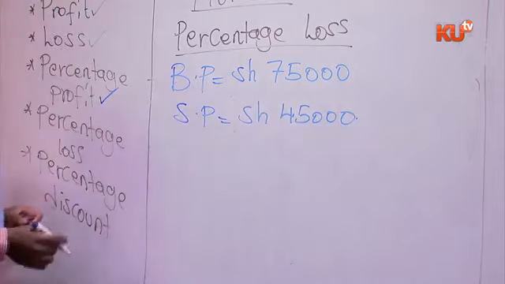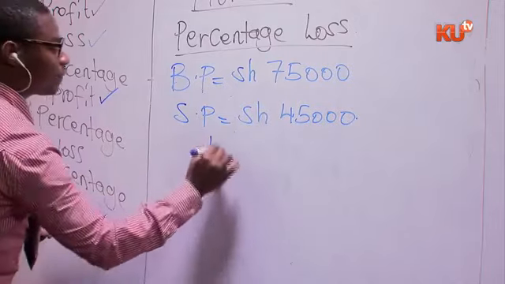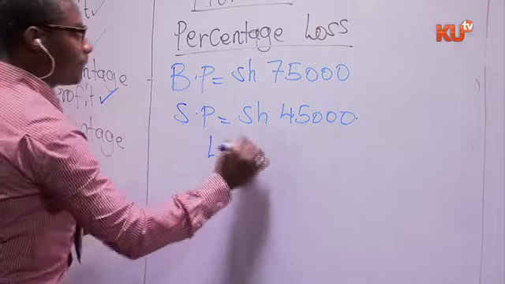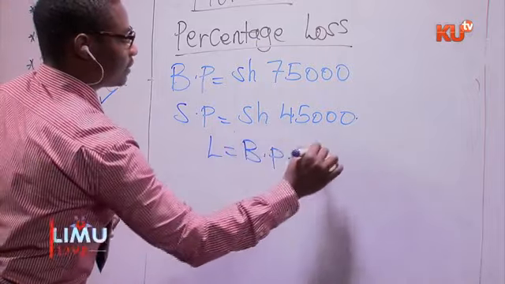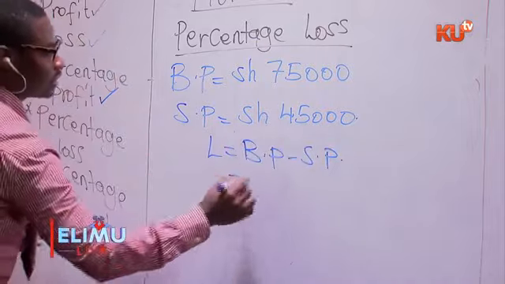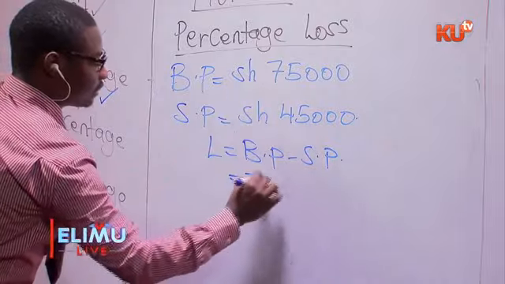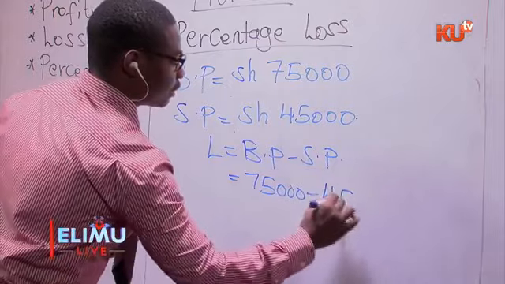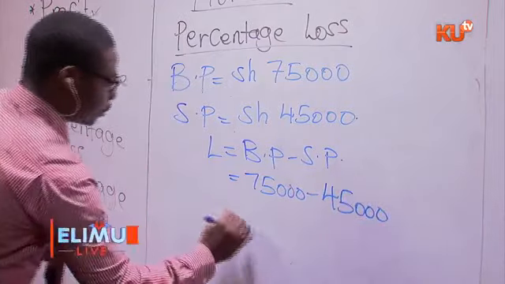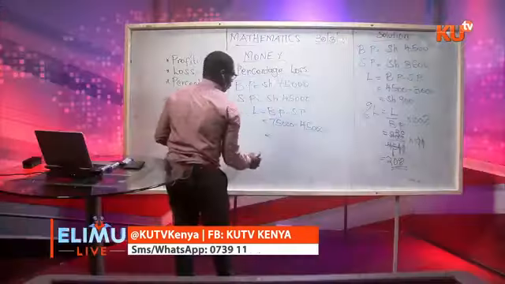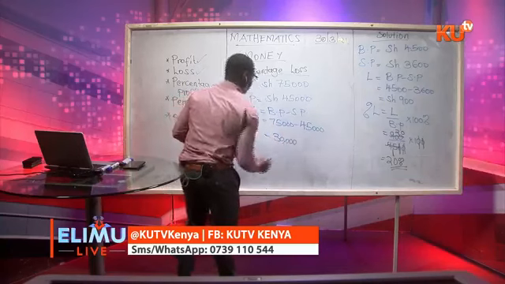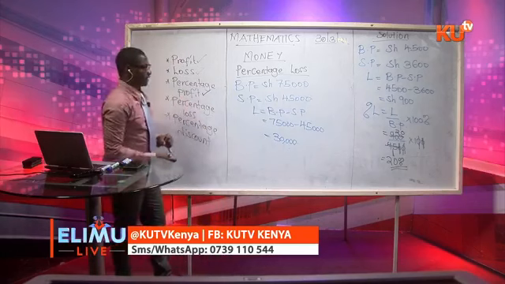So we need to find percentage loss. We first of all find loss before finding percentage loss, which is buying price minus selling price. Our buying price is 75,000 minus selling price 45,000. So when you subtract that, you're going to get your answer as 30,000. So this person made a very huge loss of 30,000.